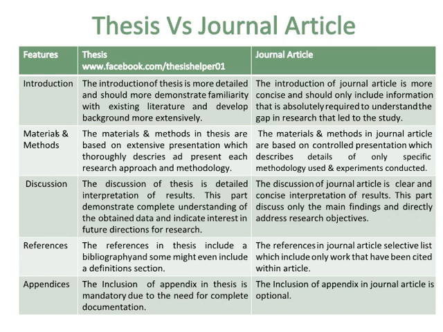The references in a thesis include a bibliography and some might even include a definitions section, while the references in a journal article are a selective list which includes only work that has been cited within the article. The inclusion of an appendix in a thesis is mandatory due to the need for complete documentation, while the inclusion of an appendix in a journal article is optional.